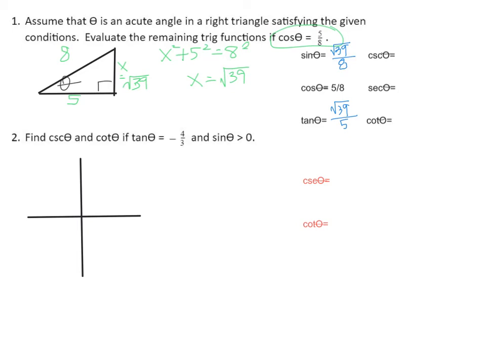And then in the next column, I just take their reciprocals, so I flip them around. And what you want to make sure you don't forget to do is rationalize any of your final answers. So for example, this first one, when we multiply by root 39 over root 39, will give us a final answer of 8 root 39 over 39. For secant, I'll flip it to get 8/5. And cotangent will be 5 over root 39, and then rationalize in giving your final answer. And that's it for example 1.